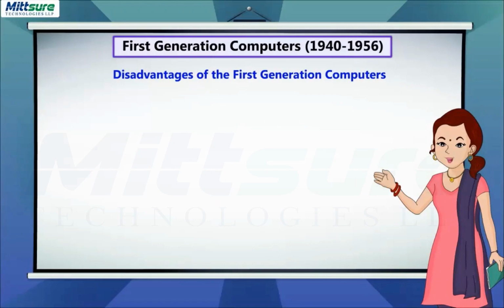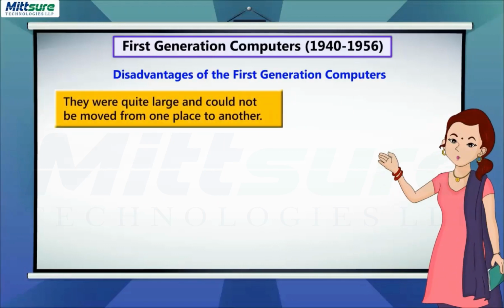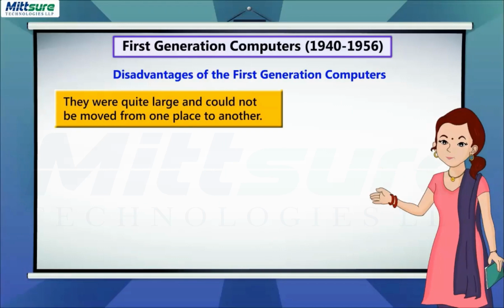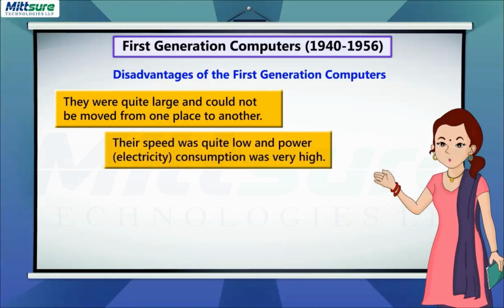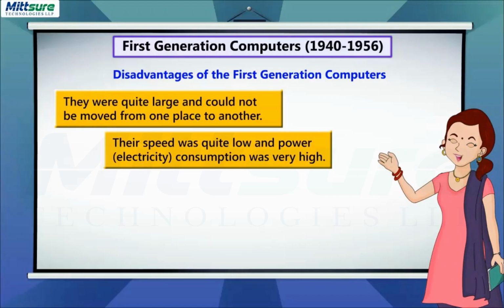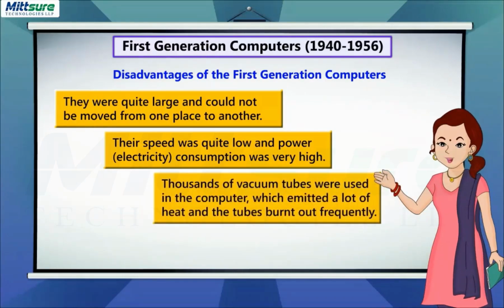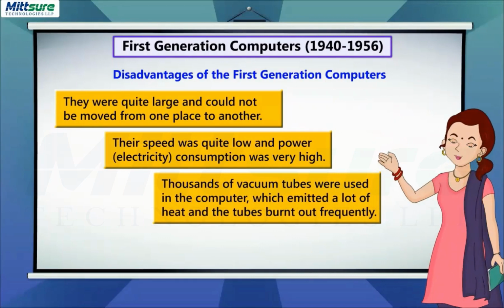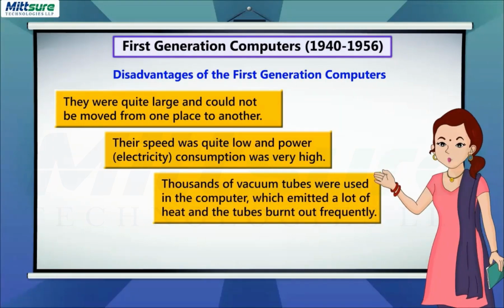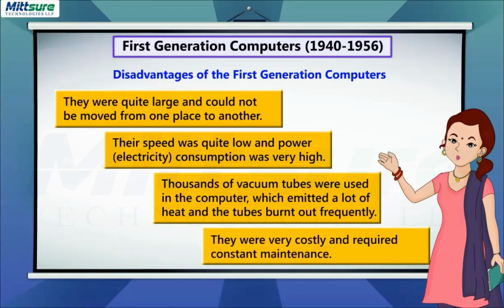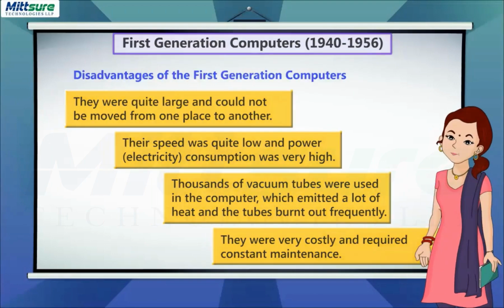Disadvantages of the first generation computers. They were quite large and could not be moved from one place to another. Their speed was quite low and electricity consumption was very high. Thousands of vacuum tubes were used in the computer which emitted a lot of heat and the tubes burnt out frequently. They were very costly and required constant maintenance.